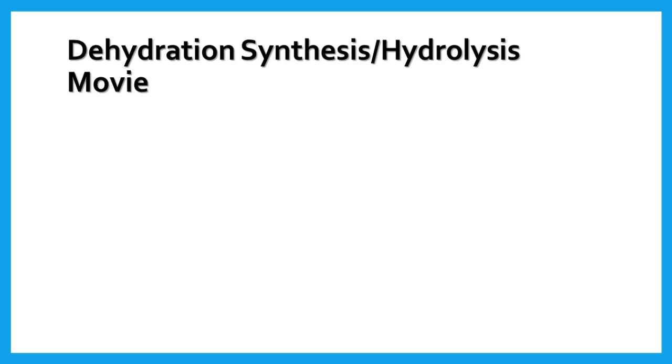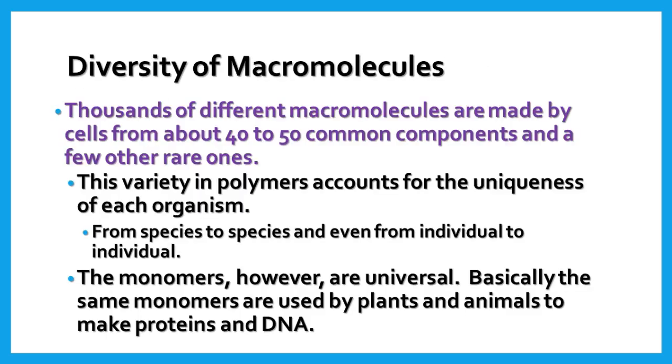Same type process. Now we have lots and lots of different kinds of macromolecules made from, like it says here, about 40 to 50 commonplace things that are put together. There are a few others that are a little bit more rare, but generally speaking, 40 to 50 common parts that can be put together to make lots and lots of different kinds of molecules.